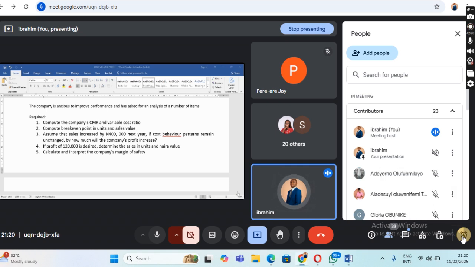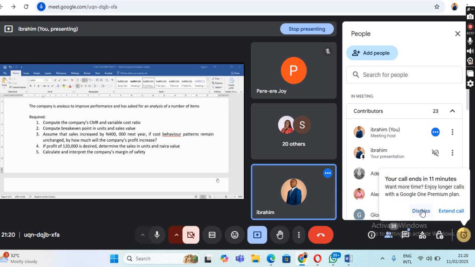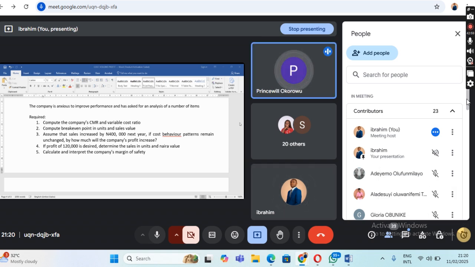Which formula are we using? Quickly, unmute your mic. If we want to make a profit of 120,000, determine the sales in units and naira value. Class, which formula? Should I call names? Fixed cost plus target profit all over contribution.